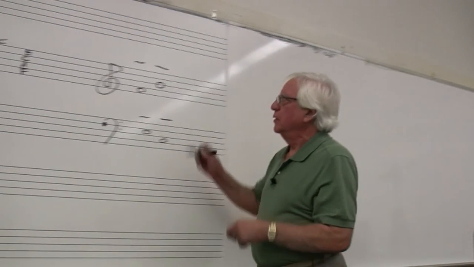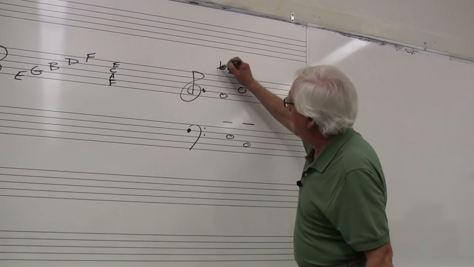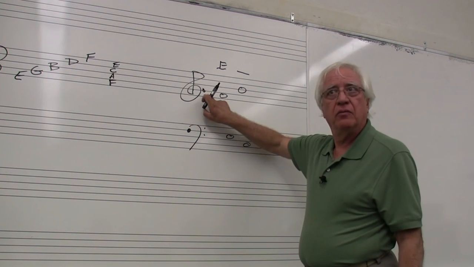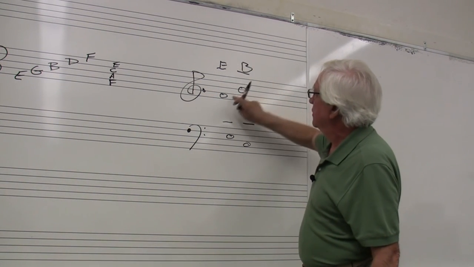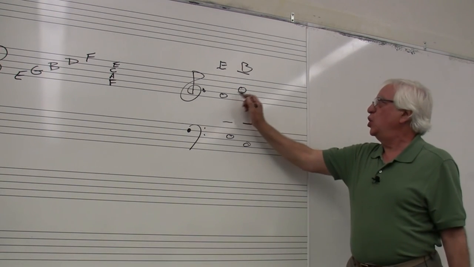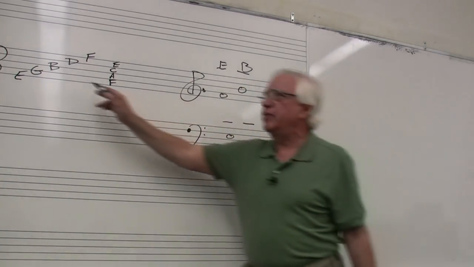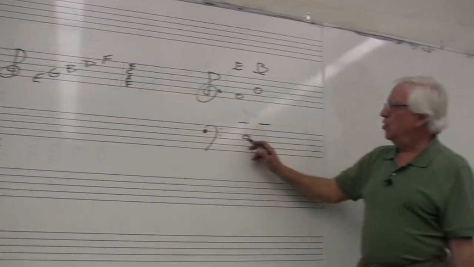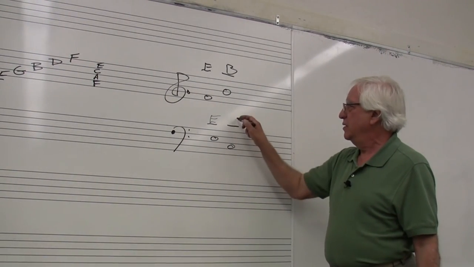Okay, if this is a G, this has got to be an F. Yes. If this is a G, this has got to be a B. G, A, B. Every Good Boy. F, A, C, E. Oh, the answers. So if this is an F, this has got to be an E. And that's got to be a C.